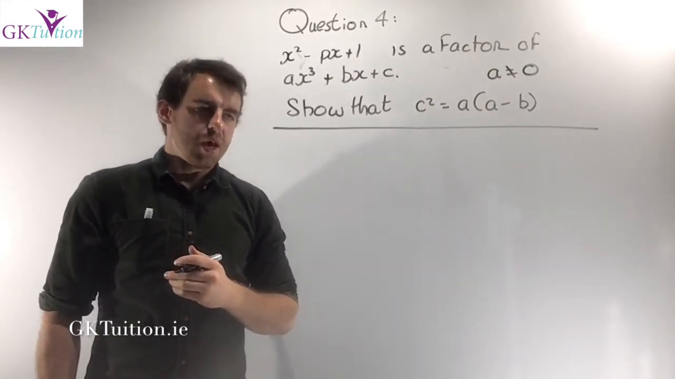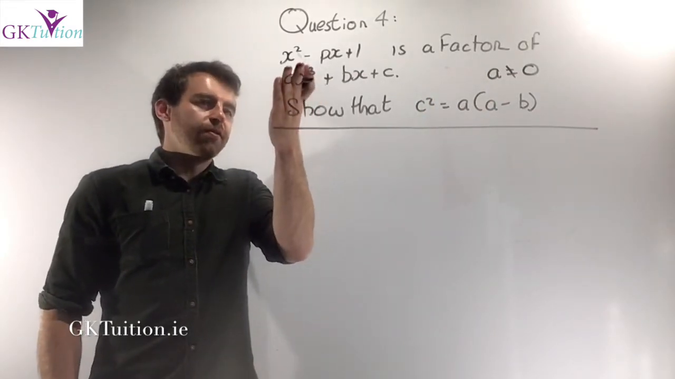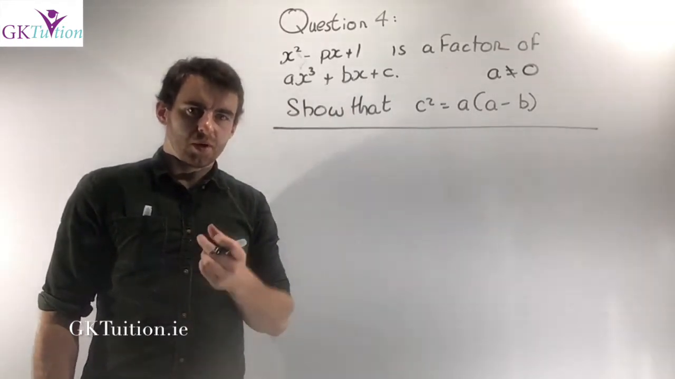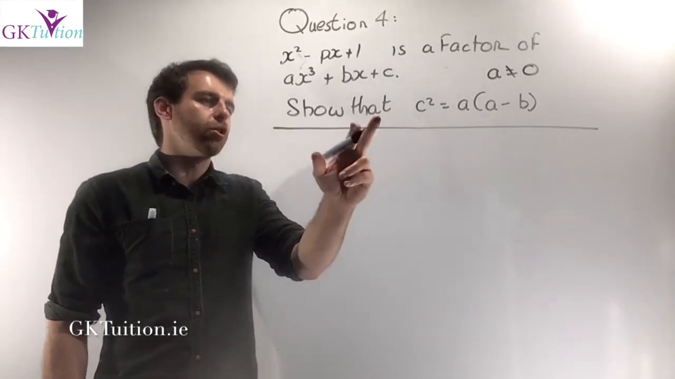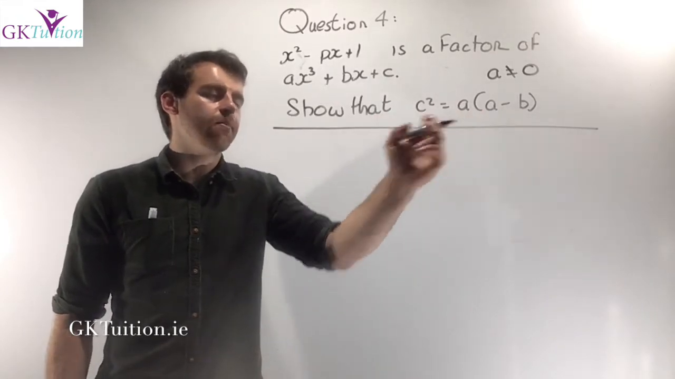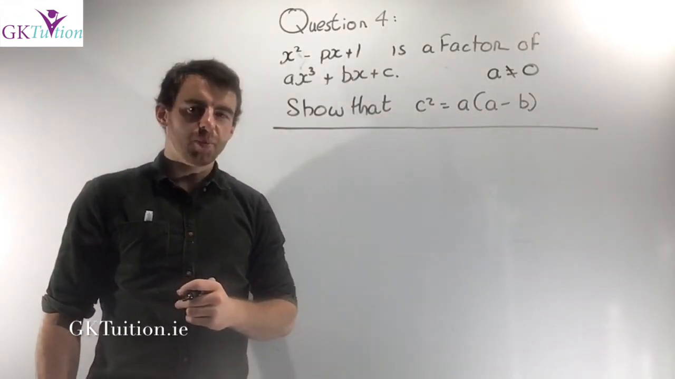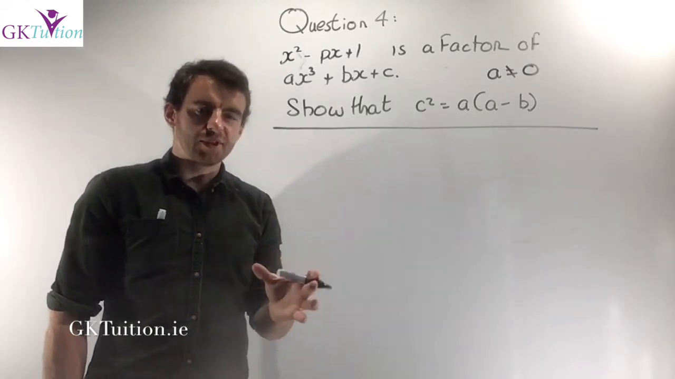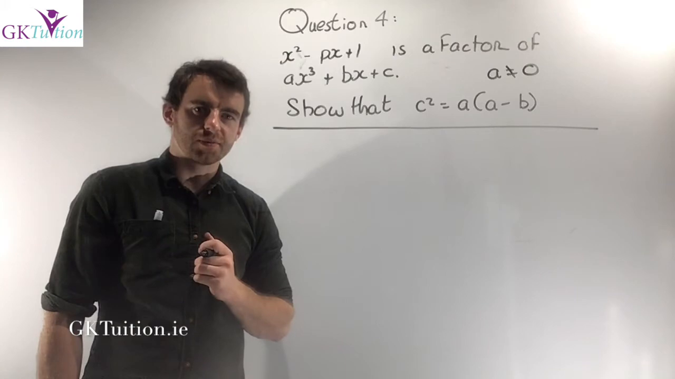Now, if this is a factor of this, I can divide it in and my remainder will be equal to 0. Using that information, you should be able to show that c squared is equal to a times a minus b. So I want you to give it a good bit of time to try these 4 questions, and once you've attempted them, then compare it to my solutions.